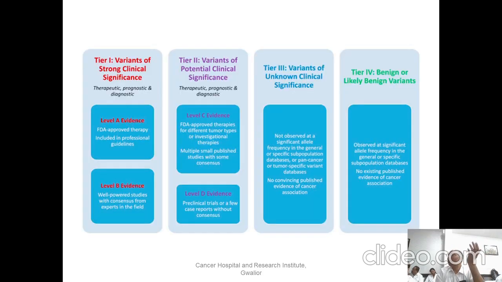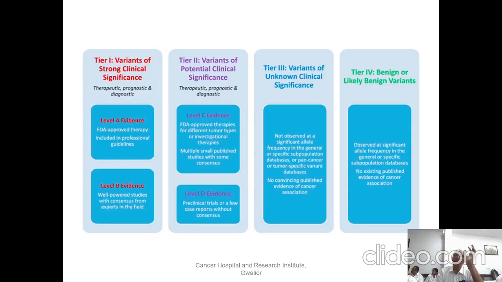How do you report these variants? We have discussed when Dr. Charu came. Tier 1 variant, strong clinical significance. Tier 2 variant, potential clinical significance. Tier 3, unknown clinical significance. And tier 4, benign or likely benign.